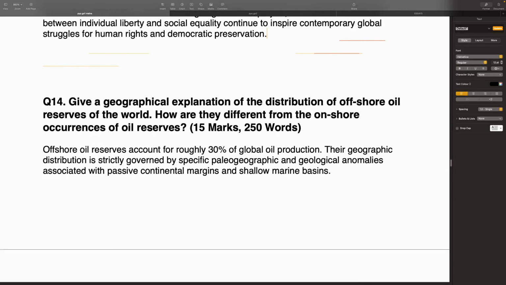Question 14. Give a geographical explanation of the distribution of offshore oil reserves of the world. How are they different from the onshore occurrences of oil reserves?